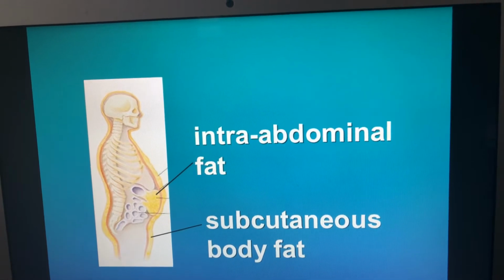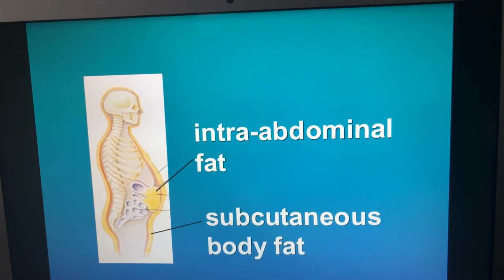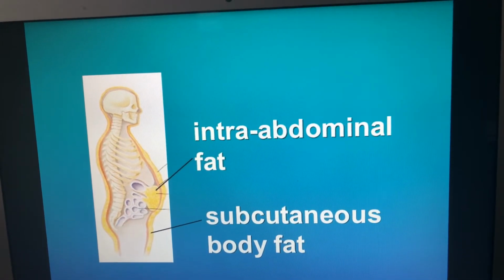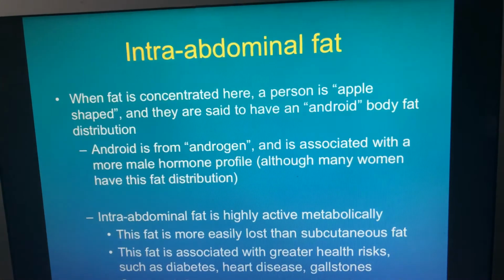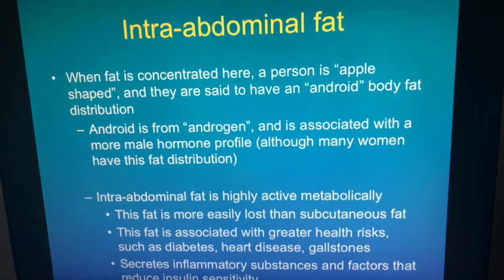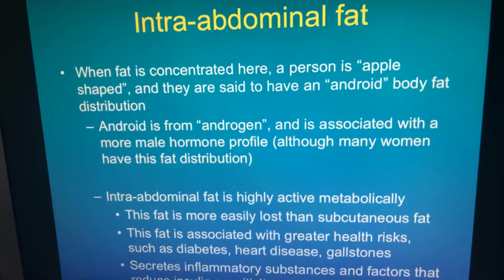Okay, and the subcutaneous body fat is underneath the skin. It tends to collect in larger amounts of subcutaneous body fat in the hips and thighs in a lot of people. So, lots of text on this slide.